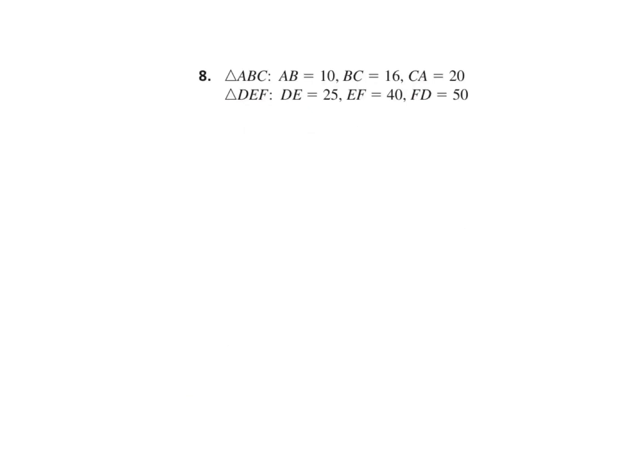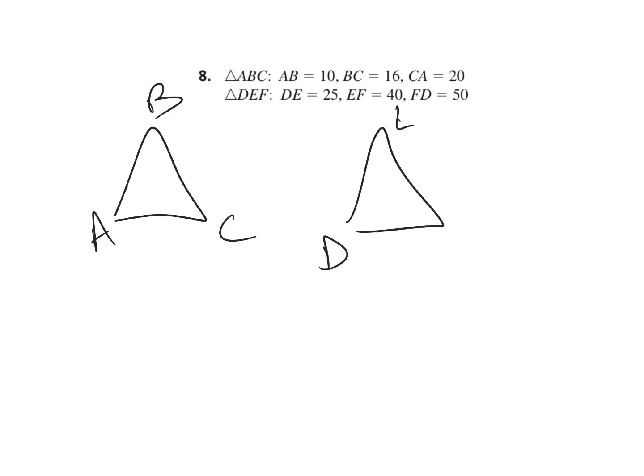All right, number 8. Again, just draw generic triangles in the order they tell you, A, B, C, and then D, E, F. And plot everything on there. AB is 10, BC is 16, CA is 20. And DE is 25, EF is 40, and FD is 50.